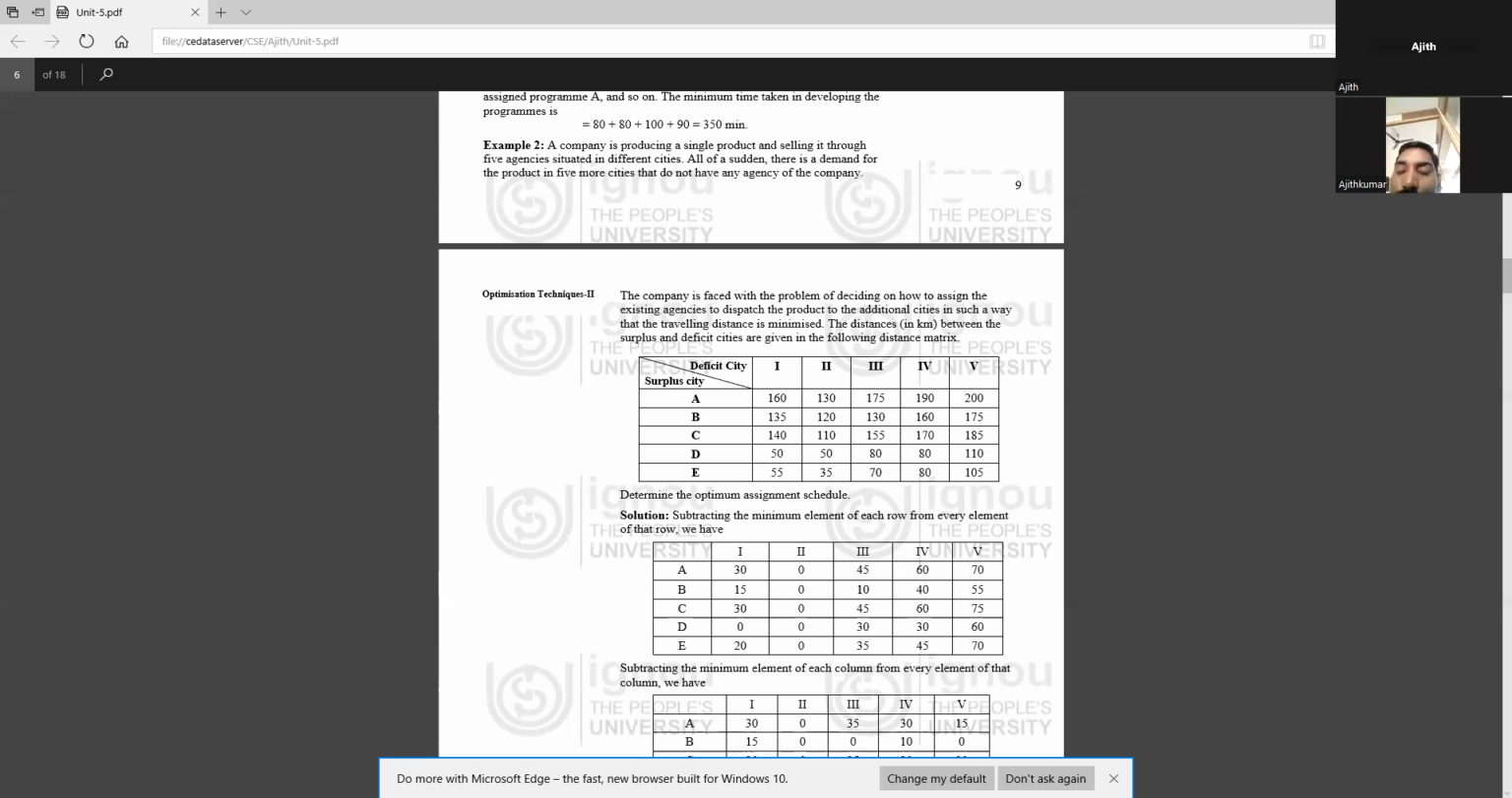So the second problem also having the 5 rows and 5 columns. So 160, 130, 175, 190, 200, and 135. 120, 130, 160, 170, 140, 110, 155, 170, 185, and 50, 50, 80, and 80. 55, 35, 70, 80.